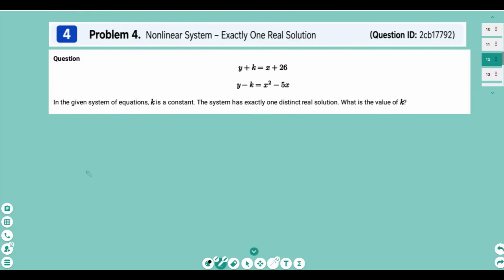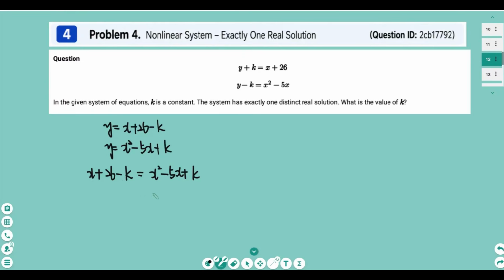When a question mentions exactly one distinct real solution, what concept immediately comes to mind? Let's use algebra and the discriminant. First, solve both equations for y. First equation, y equals x plus 26 minus k. Second equation, y equals x squared minus 5x plus k. Setting them equal: x plus 26 minus k equals x squared minus 5x plus k.